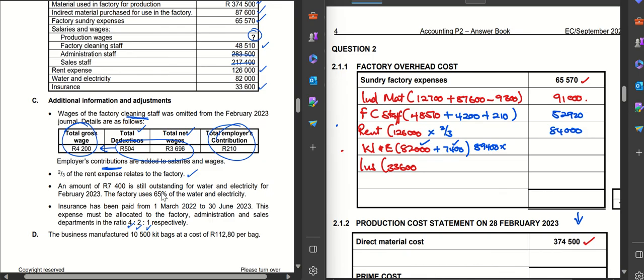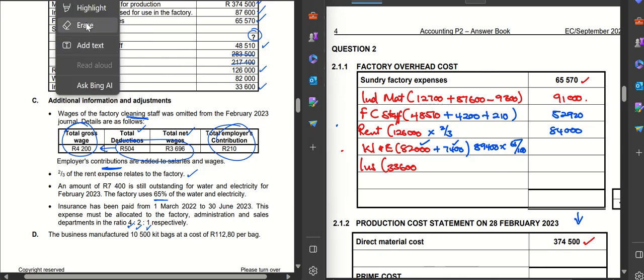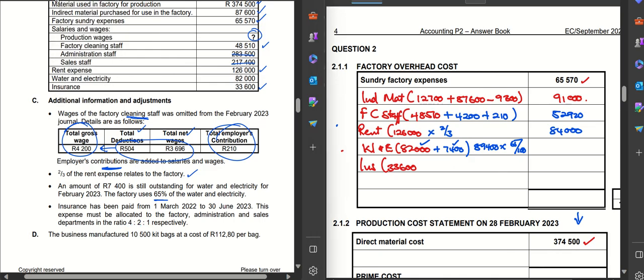Okay, I'm talking about the 65%. Sorry, 65%. So I'm coming here, then I get the 65%. This one was for insurance. Here we're still on the water and electricity. So we're getting 65% over there. Once we get the 65%, we end up with 58,110. Now let's do the insurance adjustment that we had skipped.